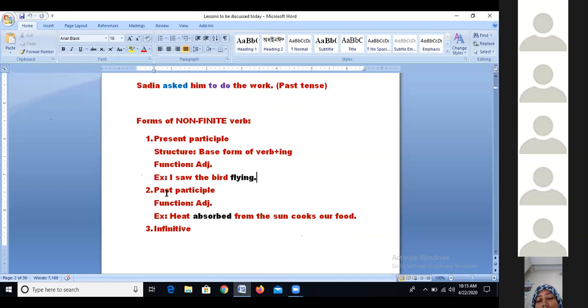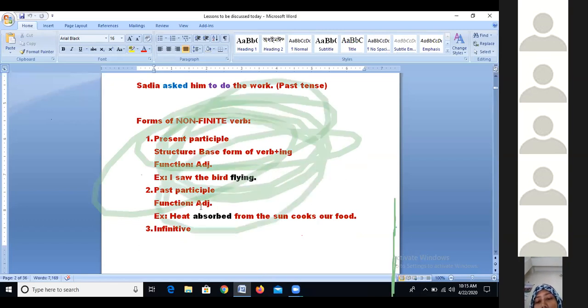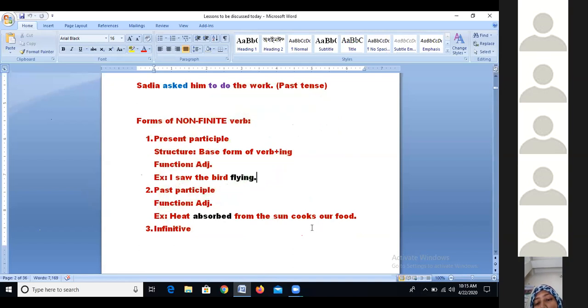Now come to the next one. Past participle form. Now past participle form also does the function of adjective. Now example, heat absorbed from the sun cooks our food. Now if you think of this verb absorbed, it is doing the function of adjective. And if you think of its form, it is past participle.